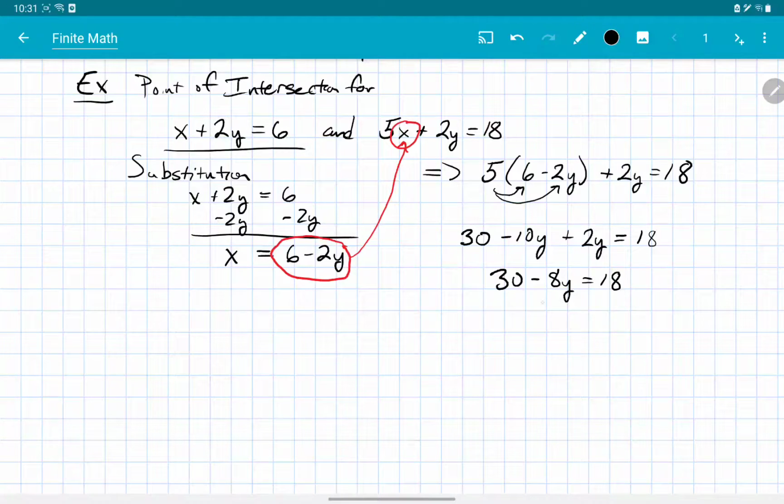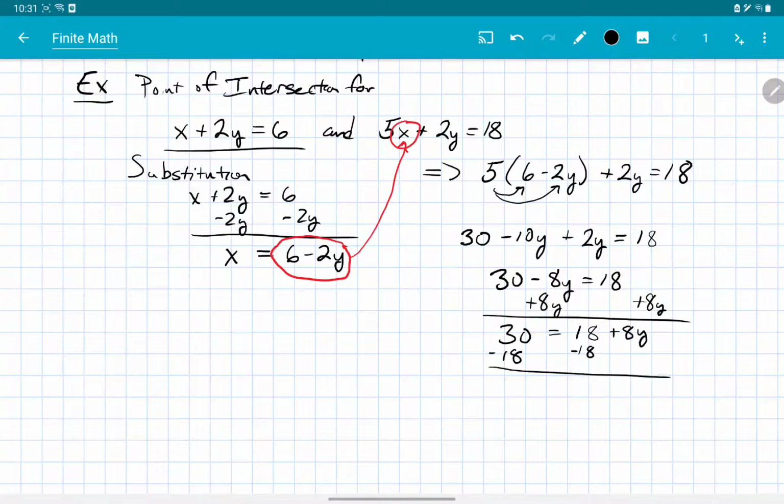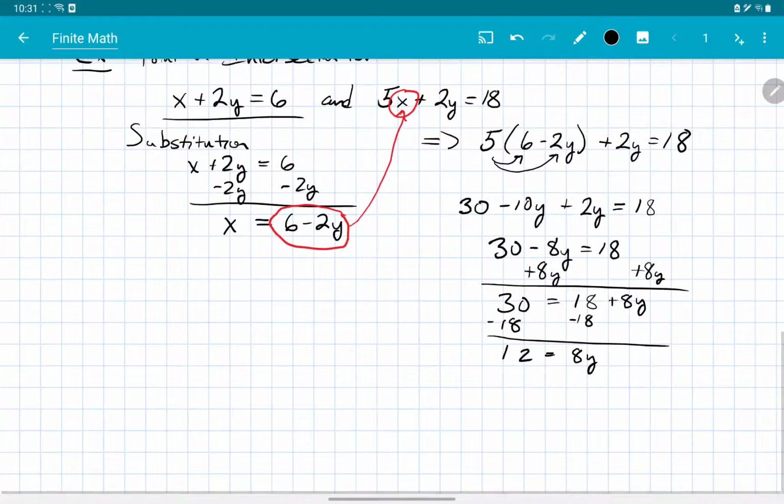Now I'm going to add 8y to both sides, just because I prefer not to work with negative numbers when I don't have to. And now I'll subtract 18 from both sides. I get 12 is equal to 8y. Okay. Now I'm almost done finding y.